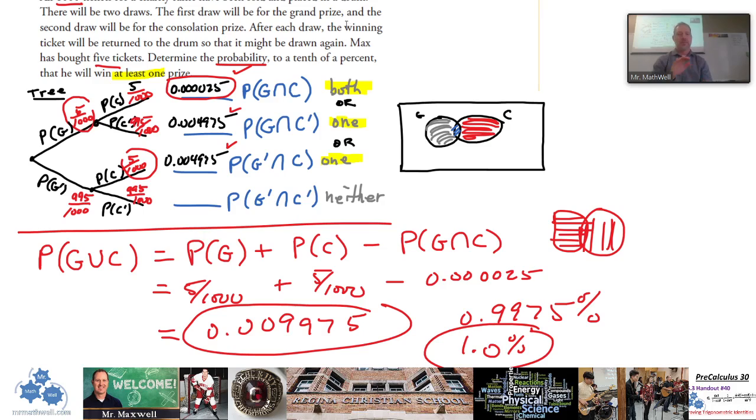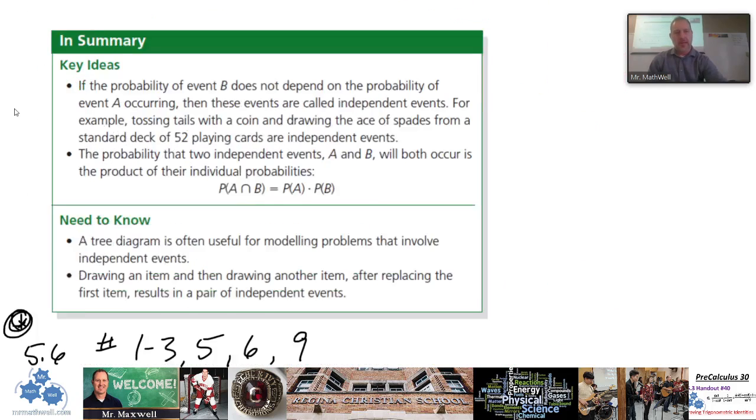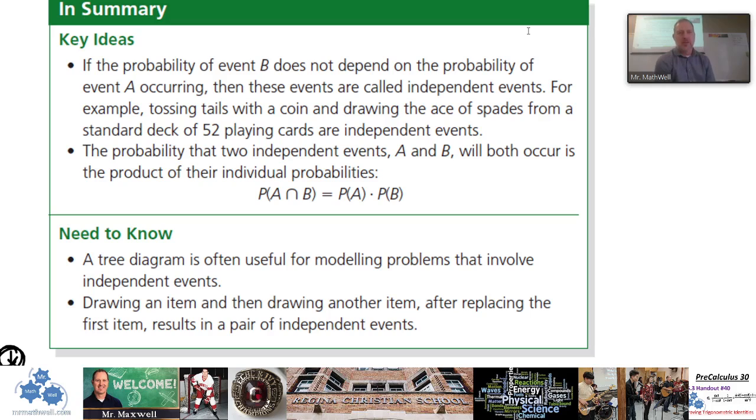Tree diagram. Principle of inclusion, exclusion. Even the Venn diagram there. So you have all the different tools here. Okay, let's do a summary of this section. The key idea is if the probability of event B does not depend on the probability of event A occurring, then these events are called independent events. If you want the probability of two independent events, you simply multiply the probabilities of each individual one. That's pretty basic, kind of like what we've been doing before. A tree diagram is useful for these problems. Also, Venn diagram, the principle of inclusion, exclusion, as you just saw in that last example.